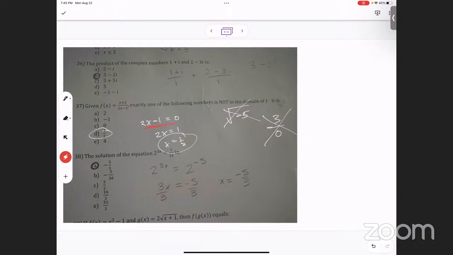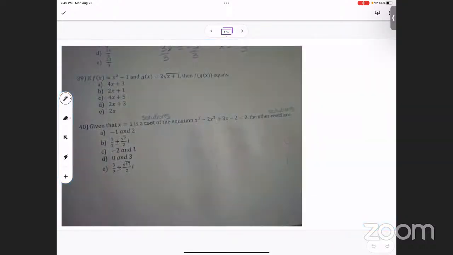I just write my equation. 2x minus 1. Oh, okay. Right? Actually, what I should write is 2x minus 1 cannot equal 0. That's really how I should write it. Okay? Got it, Avi? Yeah.